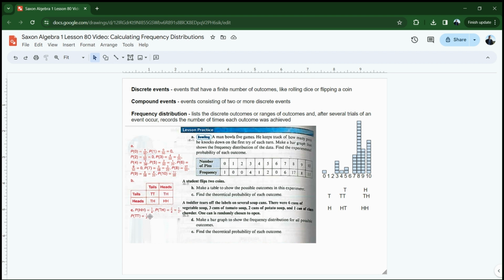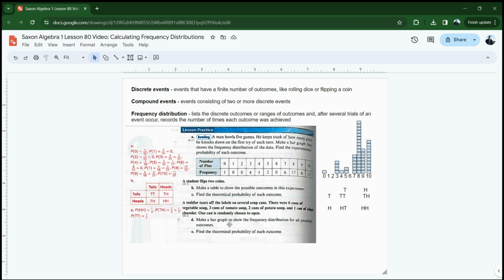Tails tails is 1/4. So useful to know, if you flip a coin twice, you're much more likely to get one tail and one head, compared to both tails or both heads. In fact, it's twice as likely to get one tail and one head.